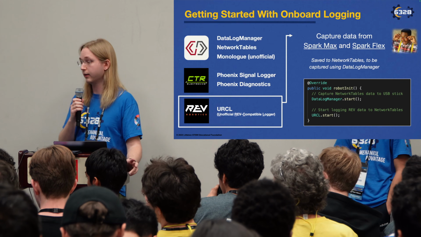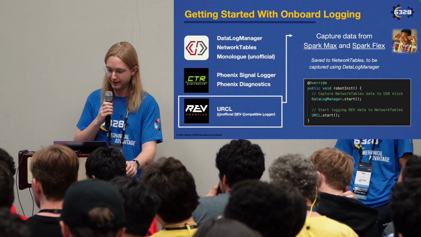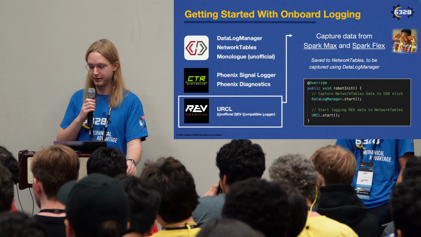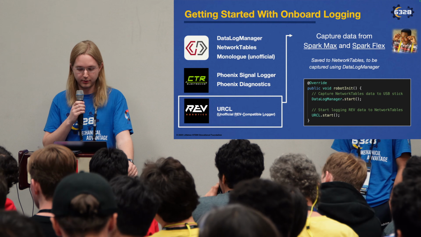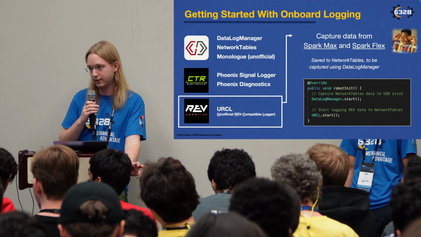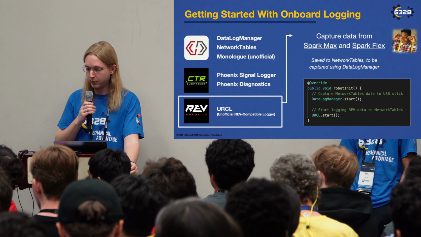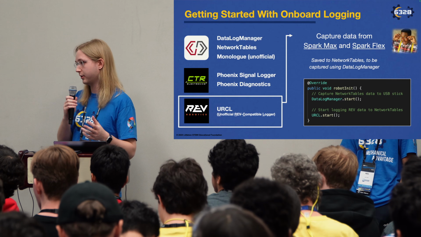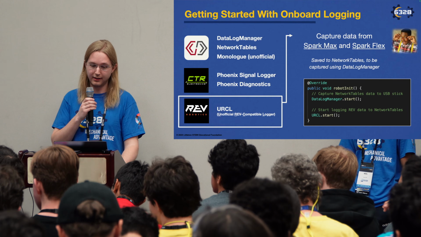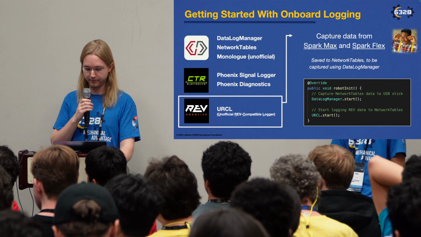Now, REV, on the other hand, doesn't include an official logging option for their devices. We have developed an unofficial alternative, which we call URCL, the unofficial REV-compatible logger. And again, it's just a couple of lines to set up. It automatically captures data from any Spark Maxes or Spark Flexes on your CAN bus, very similar to CTRE's logger. All that data is sent to NetworkTables for live viewing, and it can be captured using DataLogManager, just like anything you recorded manually. And of course, URCL is free and open source.